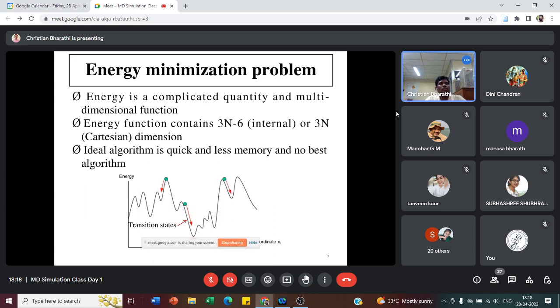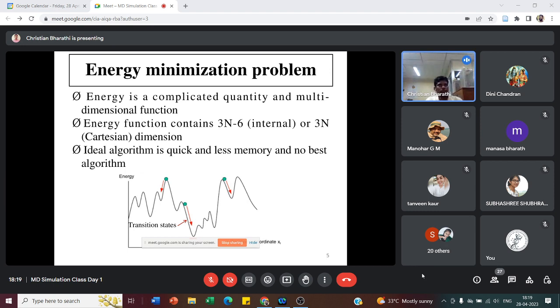And energy minimization is the next step. Each and every molecule has to be minimized before starting the MD simulation. Once the energy is minimum, then only you have to start the MD simulation. If you take a random initial structure and straight away start MD simulation, it can give artifacts.